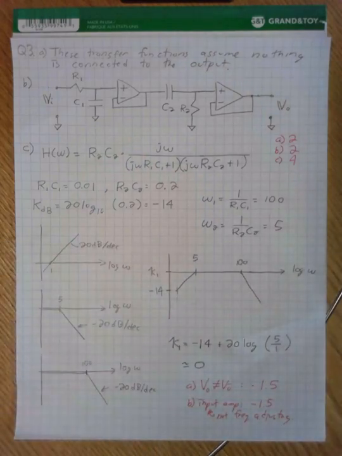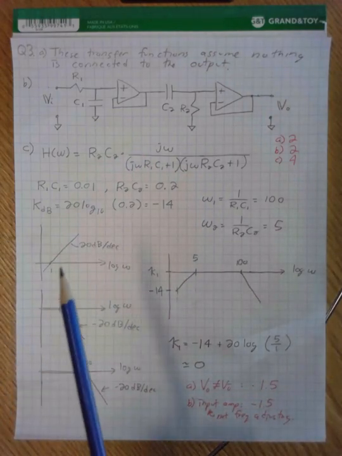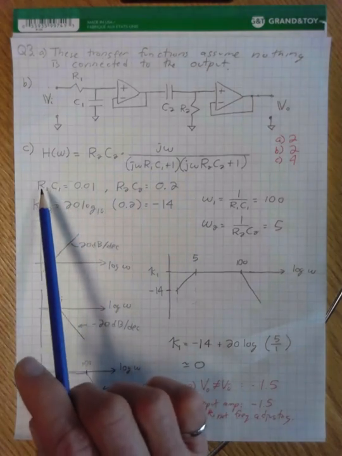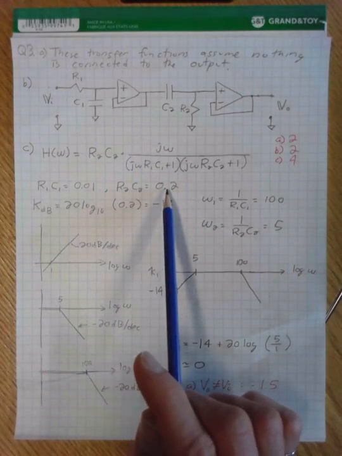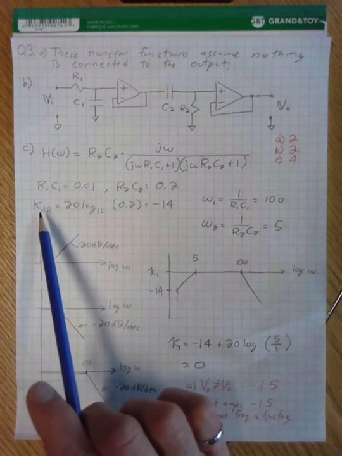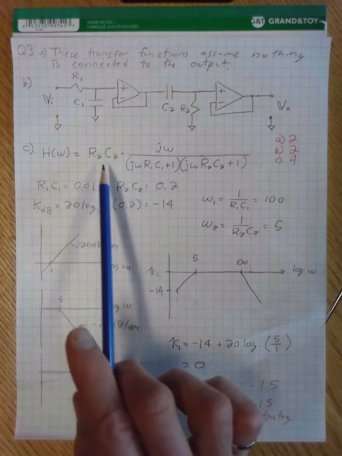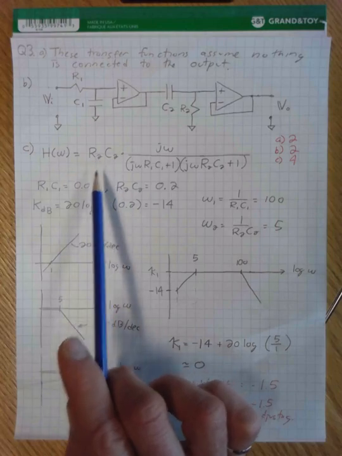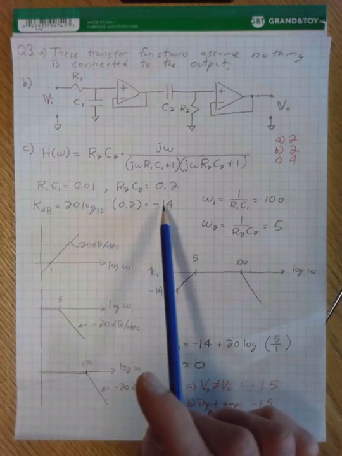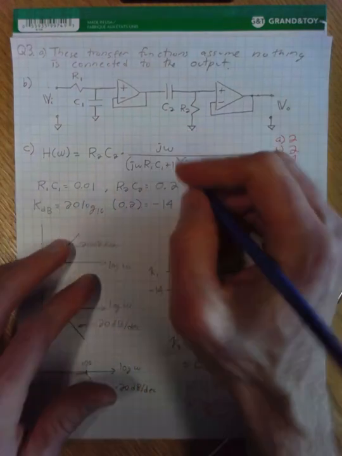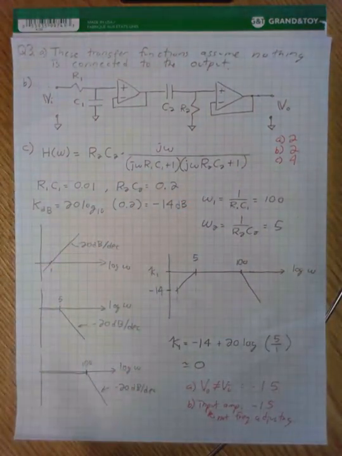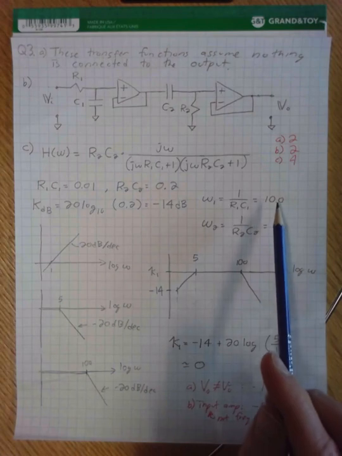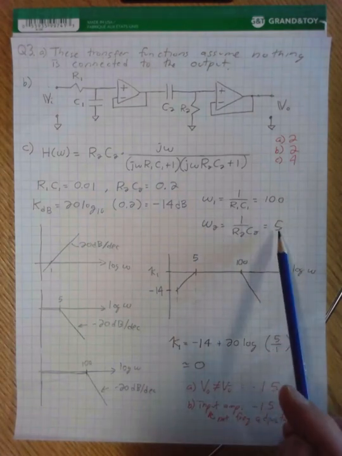And then basically this is the rest of the solution. So plugging in our component values, R1 times C1 is equal to 0.01. R2 times C2 is equal to 0.2. The value of K, which is just the product of R2 and C2, is equal to minus 14 dB. This should be dB. And our corner frequencies are omega equal to 100 and omega equal to 5.